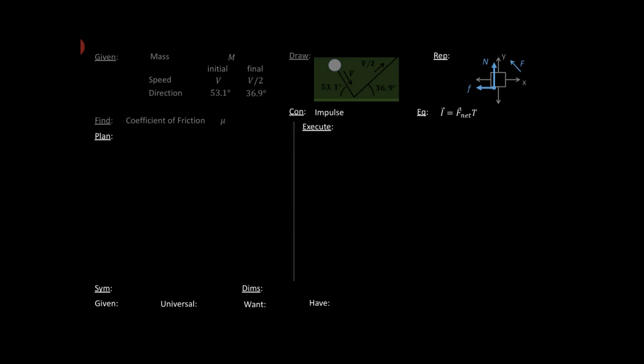Well, we want to find the coefficient of friction mu, right? That's where we start. And at some point, we want to get to the impulse. We need the definition of impulse in there. So those are the two things we know.